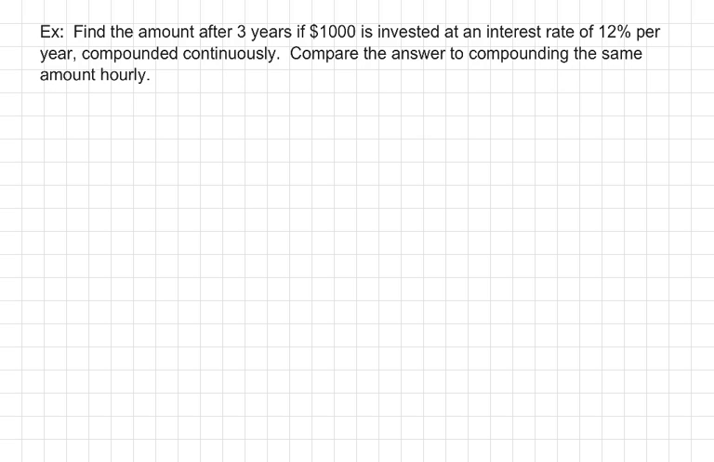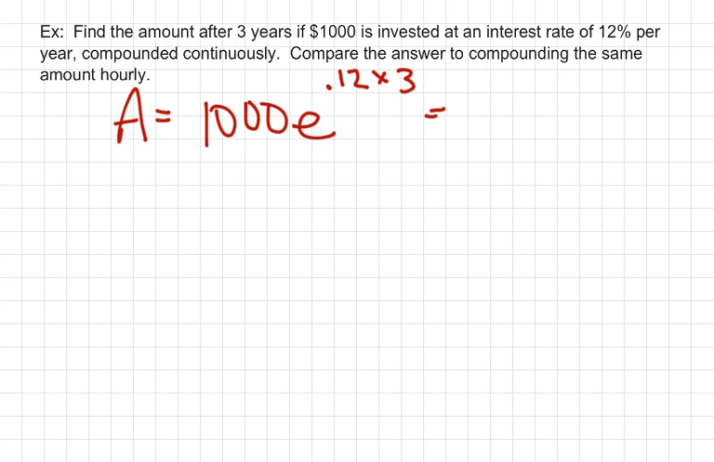Let's find the amount after 3 years if $1,000 is invested at an interest rate of 12% per year compounded continuously. Well, the principal is 1,000, e to the rate, 0.12, times the time, 3. And then we're just going to plug that into our calculator. So we find out that we're going to have $1,433.33.